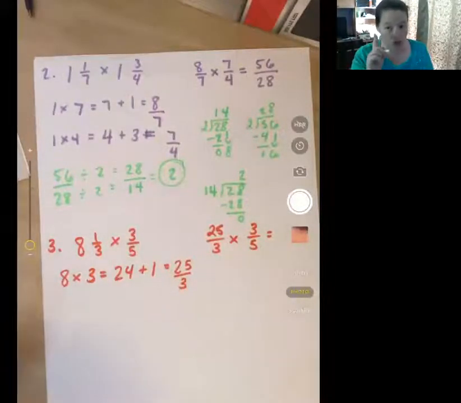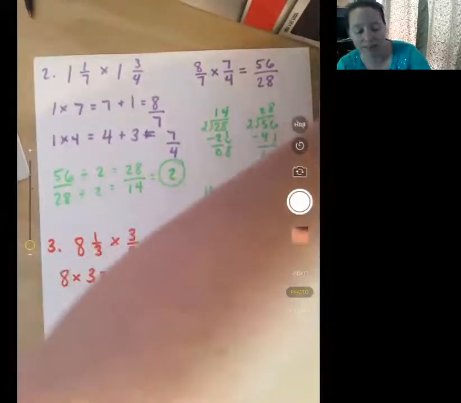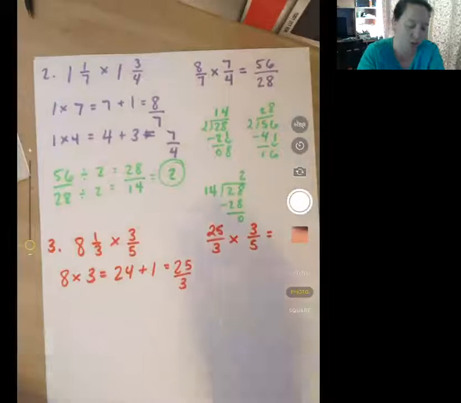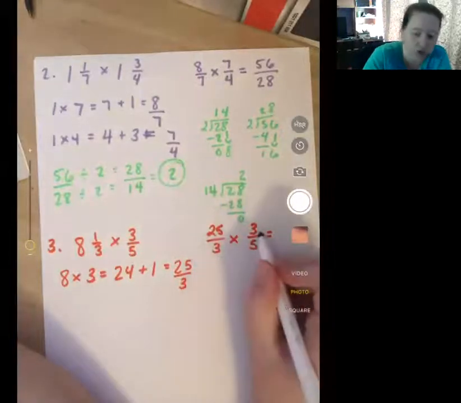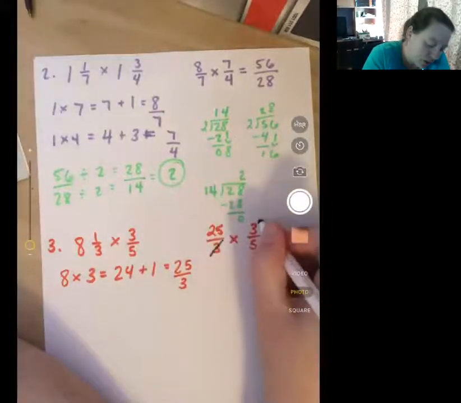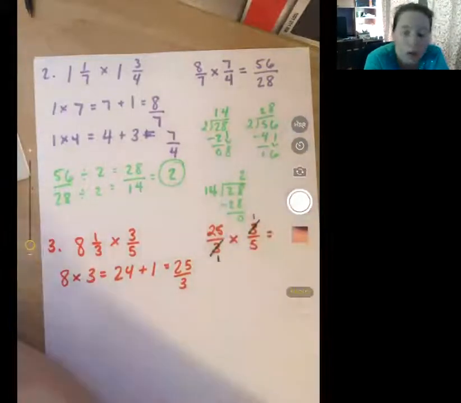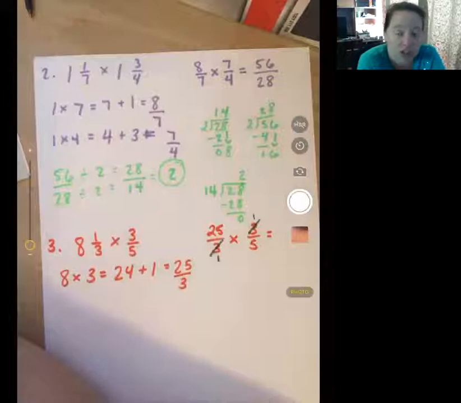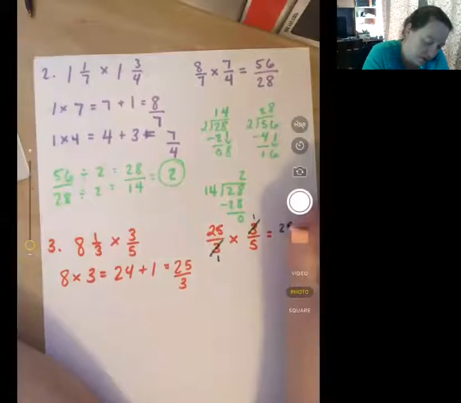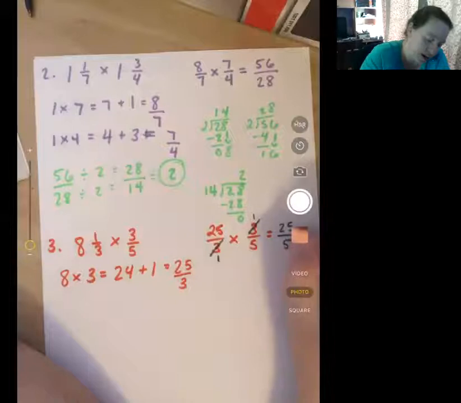I am going to show you this trick, but only because I'm looking at it and I'm going, oh, well, that's going to happen. You see how there's a 3 here on the bottom and there's a 3 here on the top? I can divide that 3 out already and change that into a 1 and a 1, which actually changes my problem to 25 times 1, which is 25, over 1 times 5, which is 5.